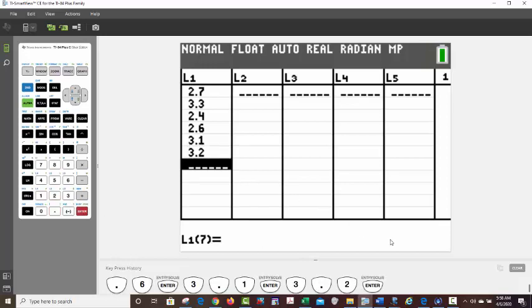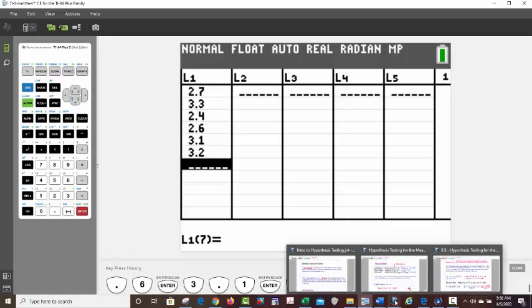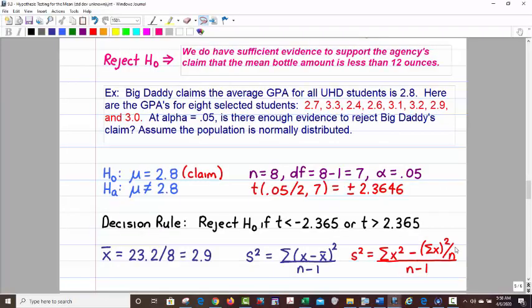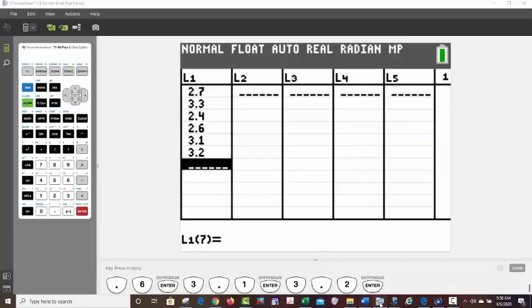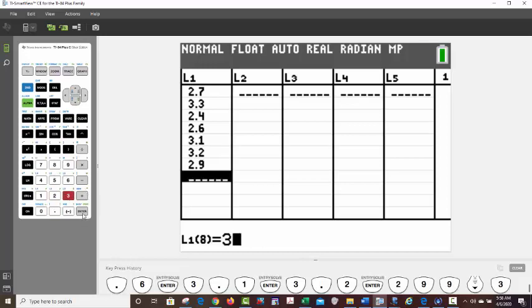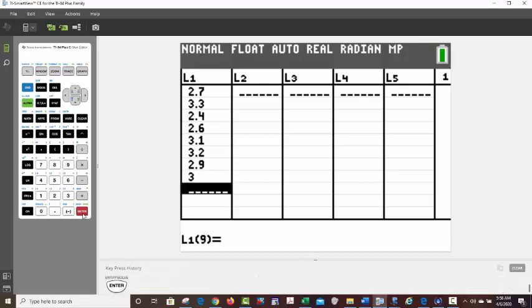It does help my concentration if I don't talk while I'm doing those, but I don't think you needed to hear me explain what I was doing. You could obviously see it. And the last two are 2.9 and 3.0. And for 3.0, I'll just put 3 in there. That's fine. So we're going to quit out of this.